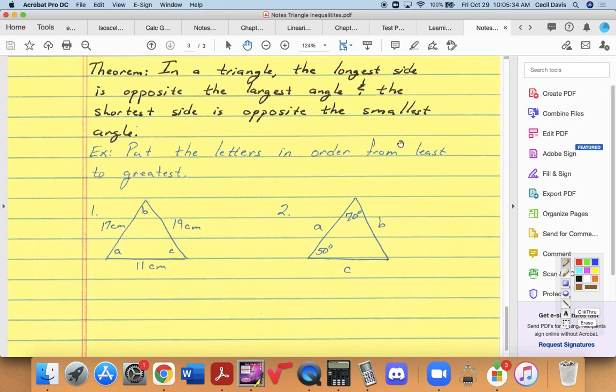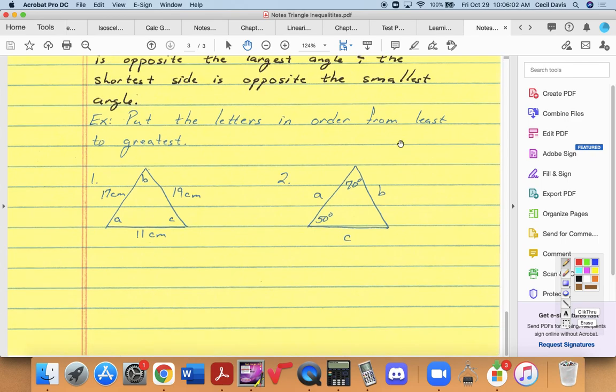In a triangle, notice it says in a triangle. This can only be used in one triangle at a time. We'll do some like this later, but if you have a diagram that has two triangles stuck together, you have to do one and then do the other. You can't do it all at once. It will not work. The longest side is opposite the largest angle, and the shortest side is opposite the smallest angle.